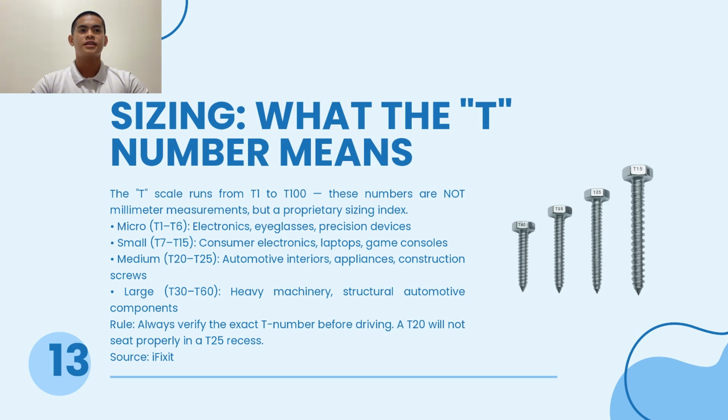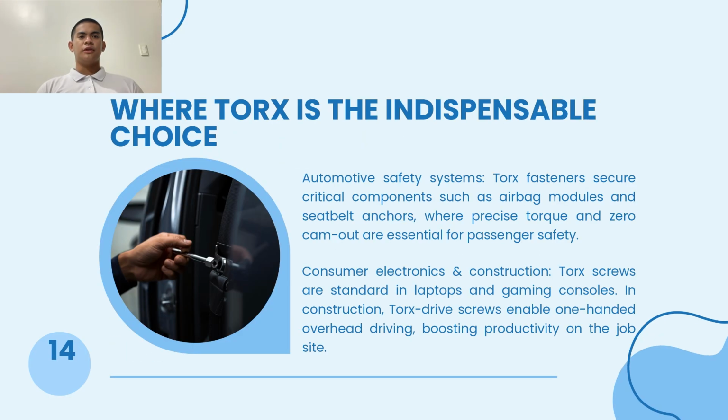Torx sizes use a T-scale that runs from T1 to T100, and its numbers are a proprietary index, not millimeter measurements. Micro sizes like T1 through T6 are for electronics, eyeglasses, and precision devices. Small sizes from T7 to T15 fit consumer electronics, laptops, and game consoles. Medium sizes like T20 to T25 are common in automotive interiors and appliances, while large sizes up to T60 are used for heavy machinery. Always verify the exact T number before driving, as a T20 will not sit properly in a T25 recess. Torx is indispensable in critical applications in automotive safety systems.